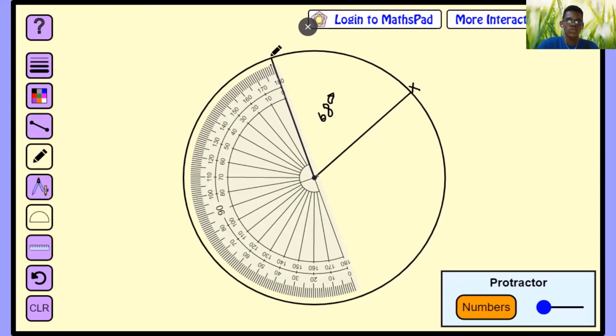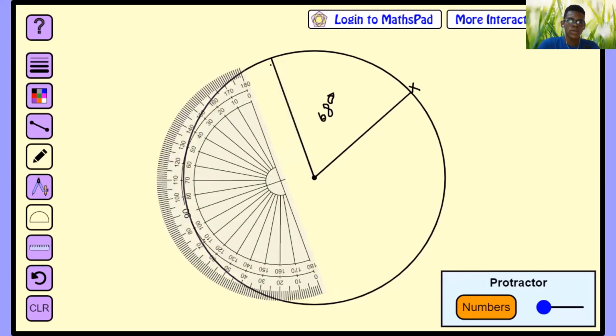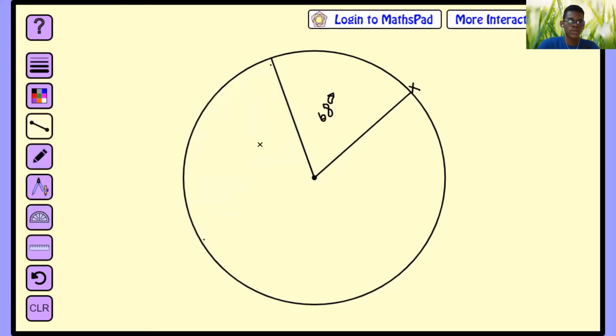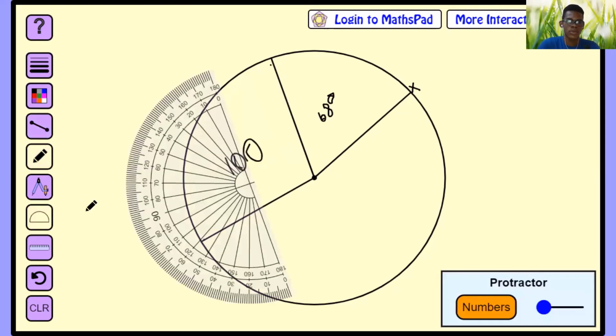And next was 100. So 0 again, we're using the inside. This is 100. That is 100. Right? Get rid of the protractor. Draw a straight line. I get this one. And this is 100. So you go ahead and do that again from here, line it up.